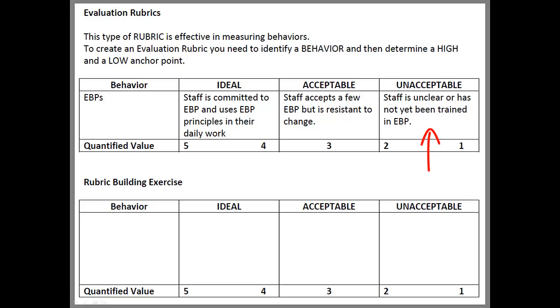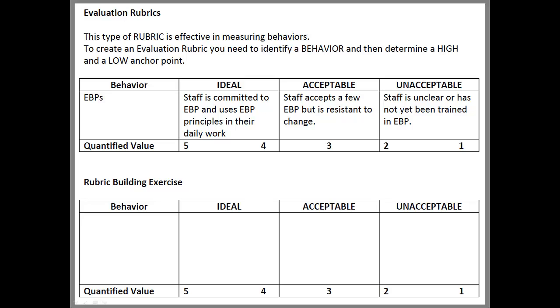Look at the low anchor, unacceptable: the staff is unclear or has not yet been trained in evidence-based practice. Now we've got our high and our low anchor. So the median, the middle part of the scale, is the staff accepts a few but is resistant to change. That's acceptable. But what we're trying to do is move people from unacceptable to acceptable to ideal.